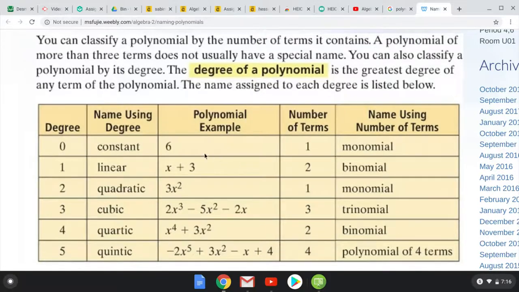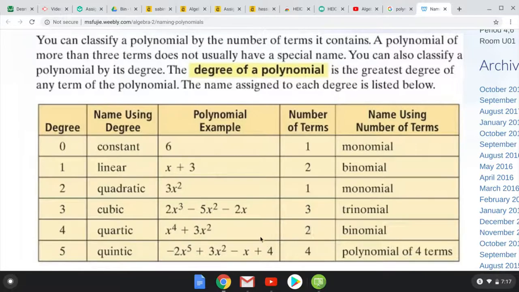So generally when we're naming, I would call this a monomial constant. If I was asked to name these, that's what I would write down on my paper, monomial constant, or a constant monomial would be fine. This would be a linear binomial. This would be a quadratic monomial. This is a cubic trinomial. This is a quartic binomial. And this one is a quintic with 4 terms.